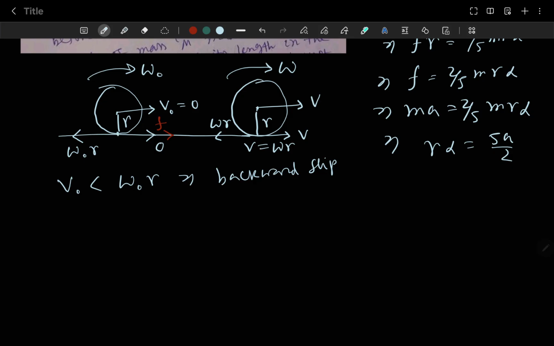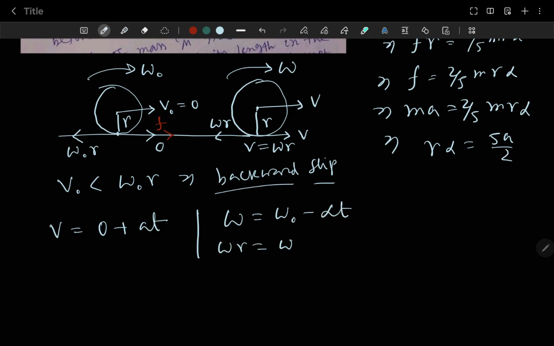So we will write, in backward slip, we know it is translational acceleration. So v is 0 plus at, and angular retardation. So omega is omega 0 minus alpha t. So omega r is omega 0 r minus alpha r t. So it is v equals omega 0 r minus alpha r, which is 5a by 2, t.